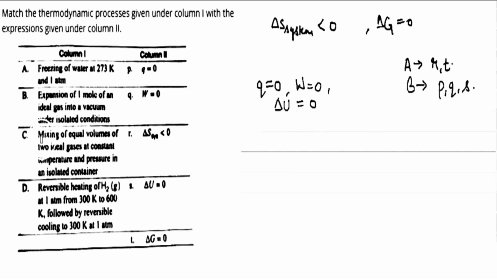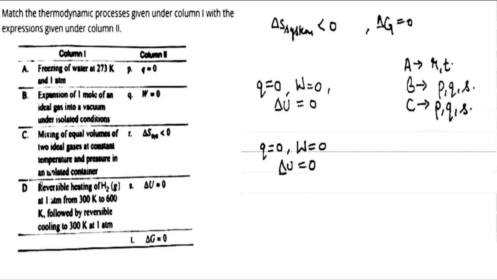In the third option, mixing of two equal volumes of two ideal gases at constant temperature and pressure in an isolated container. During this also no heat change occurs, no work is exchanged, work done is 0, and the internal energy change is also 0. So our option C will also go with P, Q and S.